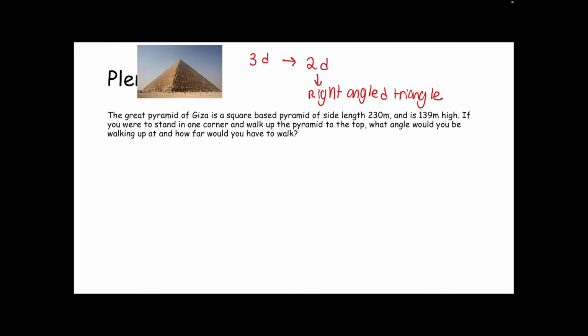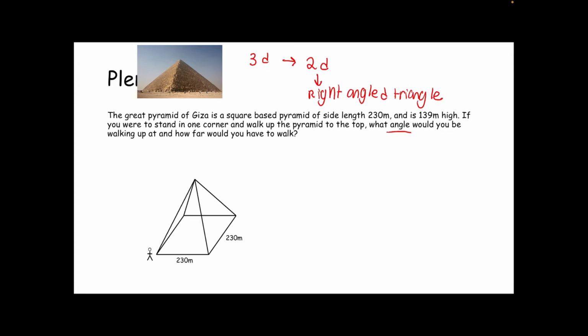Okay, let's look at the more difficult example. The Great Pyramid is a square base pyramid of side length 230 meters and is 139 meters high. If you were to stand in one corner and walk to the top, what angle would you be walking at and how far would you have to walk? You're also given this diagram.